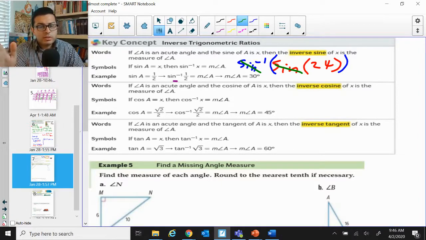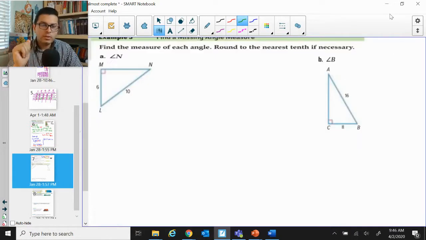Don't worry too much about that. We're going to get into an example and use a sine inverse function. So for instance here, we want to find both of these angles. It says find the measure of each angle and round to the nearest tenth if necessary. So first of all, we're going to go ahead and find our L angle. That's going to be this one right over here. We're going to say that this is going to be our theta.